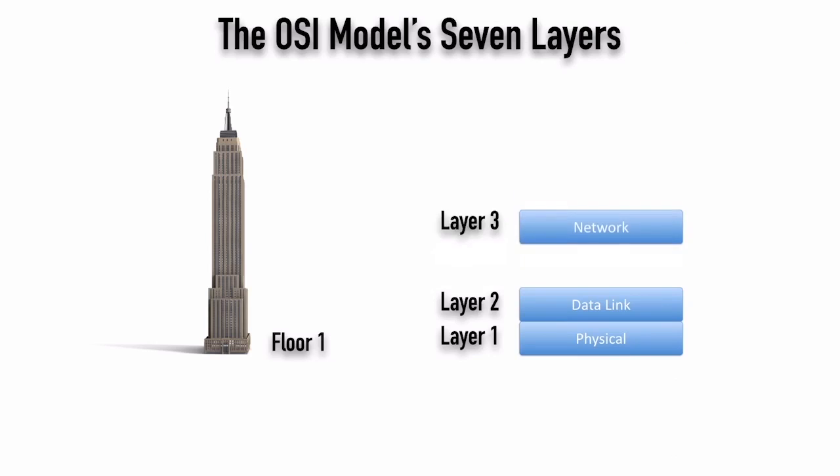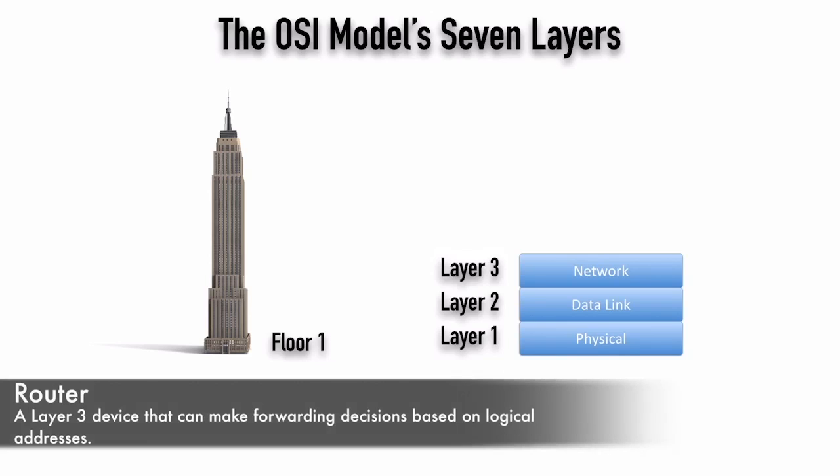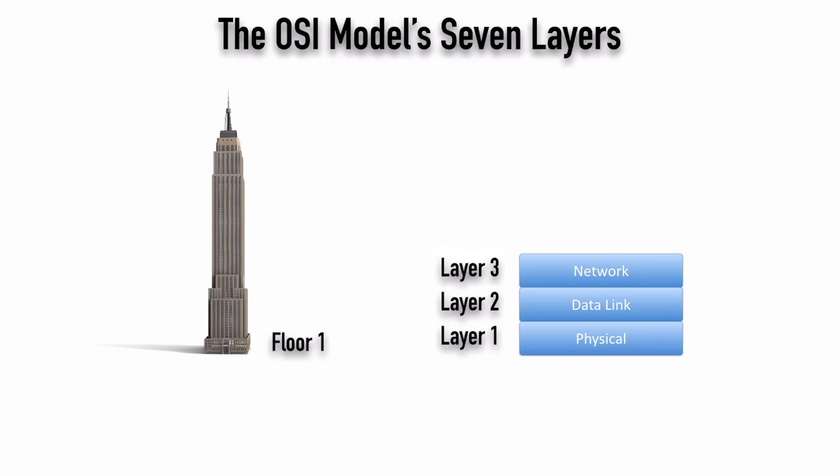Moving up to layer 3, instead of making forwarding decisions based on physical addresses, here at the network layer we might have something like a router, and that router could make a forwarding decision based on a logical address, such as an IP address. Most of our discussion is going to be revolving around IP, both IP versions 4 and 6.